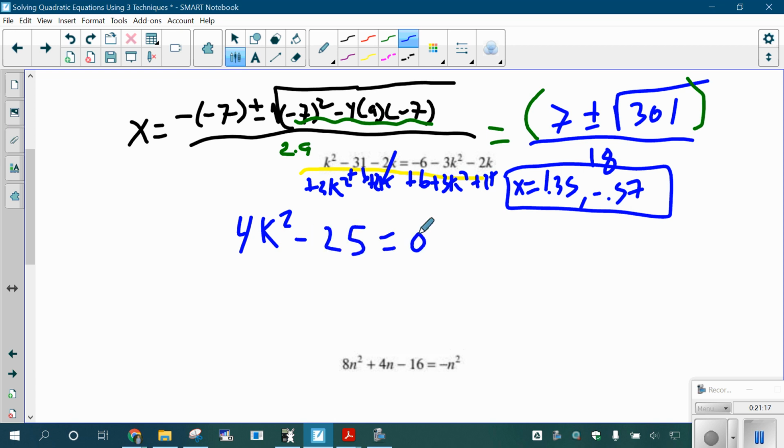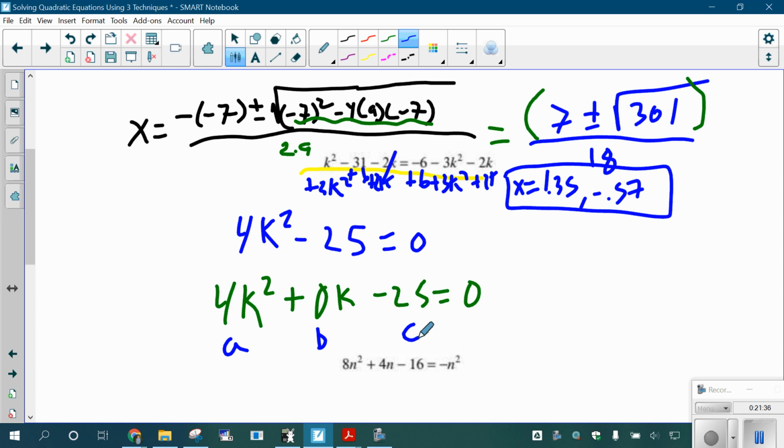Be careful here. There's a k squared, there's no regular k. So if I want to use quadratic formula, it might be helpful to write it like this. How many k's do I have? 0 k. Okay. Here's my a, here's my b, here's my c. Go ahead and finish this up with quadratic formula.